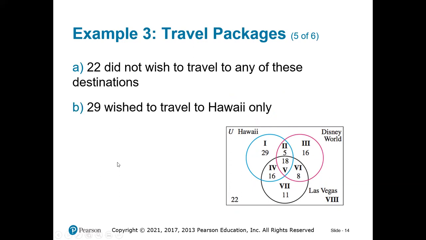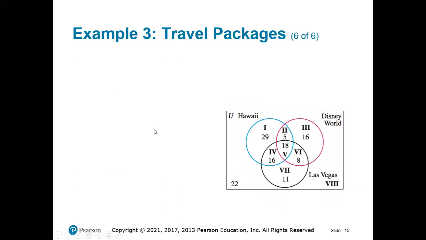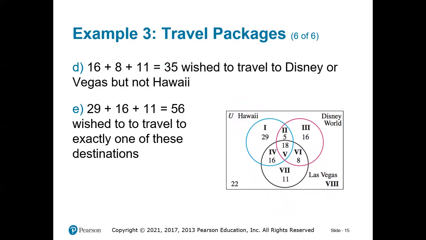29 wish to travel to Hawaii only. For example, 16 want to go to Disney only. 11 want to go to Las Vegas only. 18 want to go to all of them. If you look at those 16 people, they want to go to Hawaii and Las Vegas, but not Disney. I think you get the point, right? So this is pretty much the trick of this one. You start from the intersection and you work from the inside to the outside.